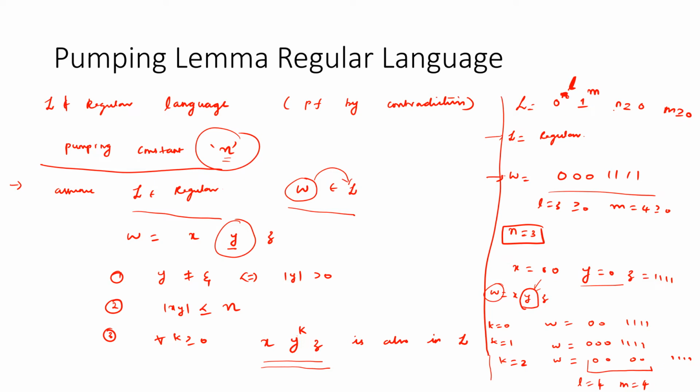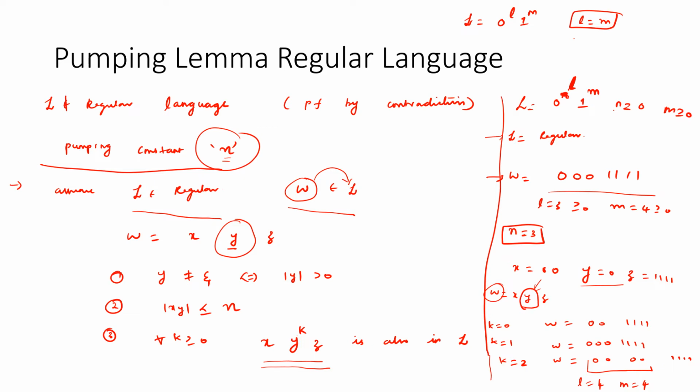Do you get the point? Then it should belong to 0 power n and 1 power n, which is not regular. No. So why is it not regular? Here all I'm saying is L is defined as 0 power l, 1 power m. Nobody is saying l equal to m. Nobody is saying this constraint.